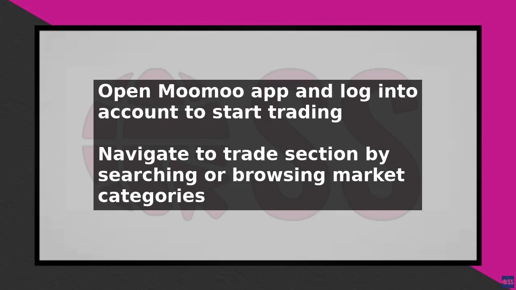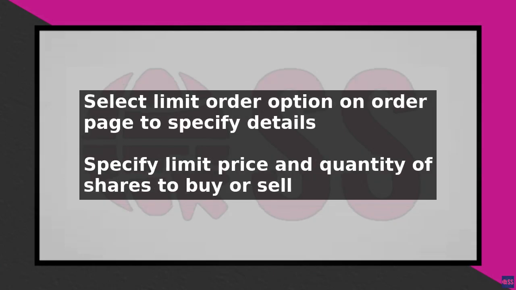On this page, you will see several order types, including market order, limit order, stop limit order, and others. Select the limit order option to proceed. When placing a limit order, you need to specify the price at which you want to buy or sell the stock. This is known as the limit price. The limit price should be the maximum price you are willing to pay when buying or the minimum price you are willing to accept when selling.